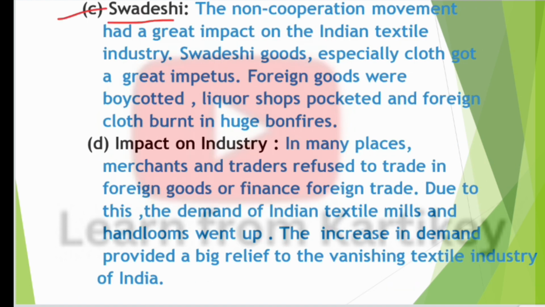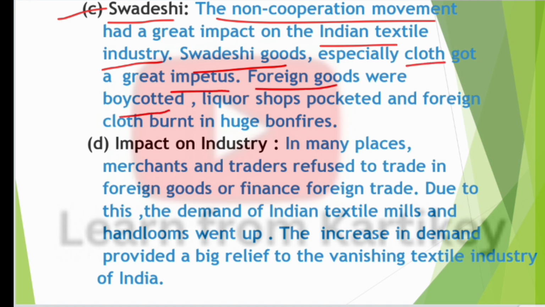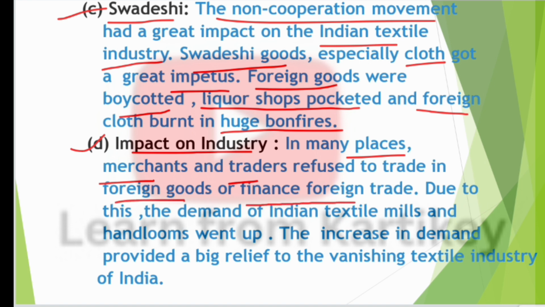Third, Swadeshi. The non-cooperation movement had a great impact on the Indian textile industry. Swadeshi goods, especially cloth, got a great impetus. Foreign goods were boycotted, liquor shops were picketed and foreign clothes were burnt in huge bonfires. Fourth point, impact on industry. In many places, merchants and traders refused to trade in foreign goods or finance foreign trade. Due to this, the demand for Indian textile mills and handlooms went up. The increase in demand provided big relief to the vanishing textile industry of India.